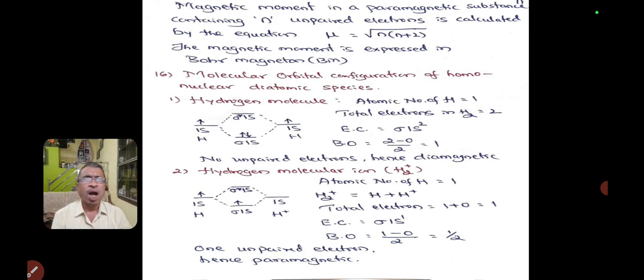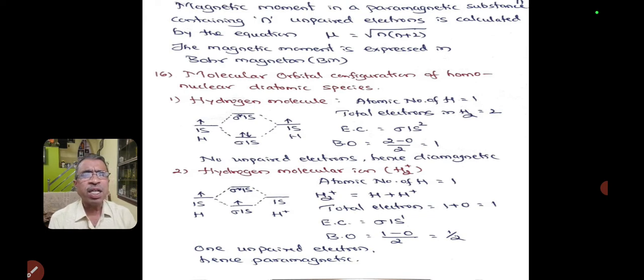The first one, hydrogen molecule. Atomic number of hydrogen is 1. The total electrons in hydrogen molecule is 2. Its molecular electronic configuration becomes sigma 1s2. Bond order becomes (2 minus 0) divided by 2, which is 1. That shows that there is a single bond between the two hydrogen atoms. Since there are no unpaired electrons, the hydrogen molecule is diamagnetic.